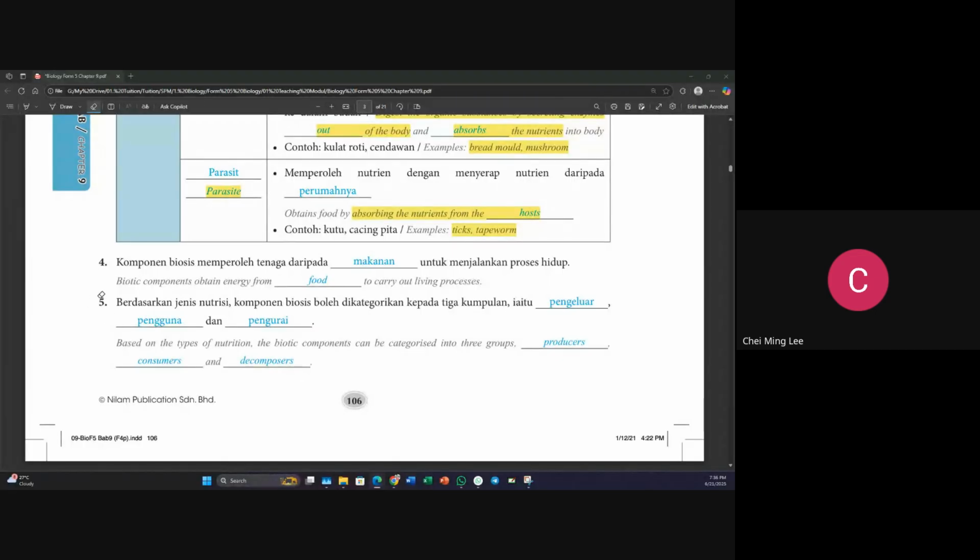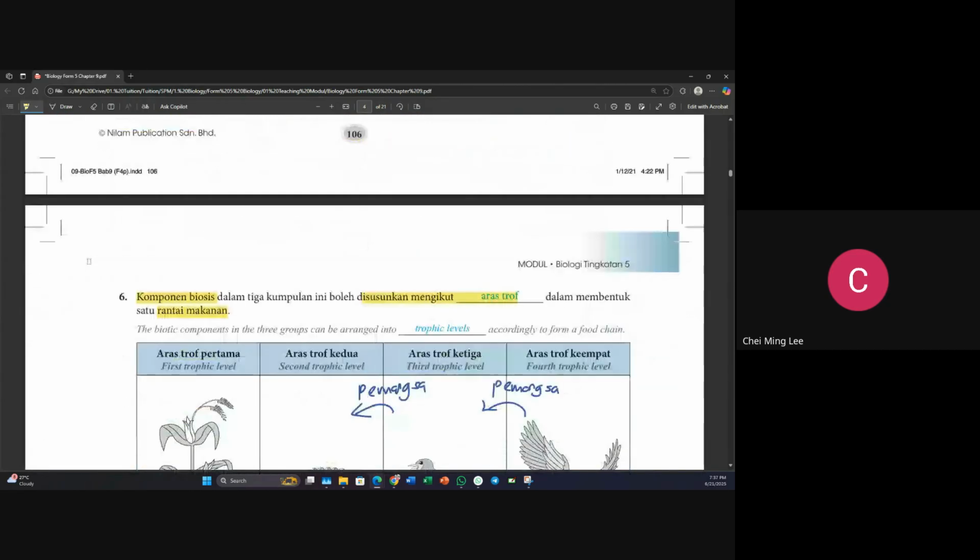All right, now your biotic components obtain energy from food to carry out the living processes. Based on the types of nutrition, we can categorize the biotic components into producer, consumer, and decomposer. Mostly the saprotrophs are under decomposer. Consumers include all types, and producers are mostly autotrophs.